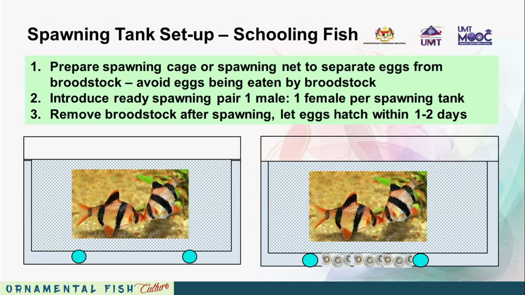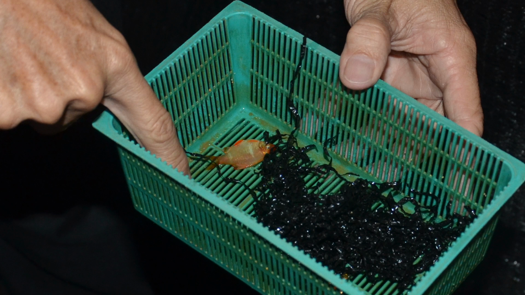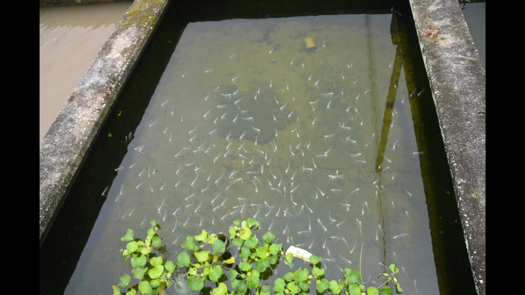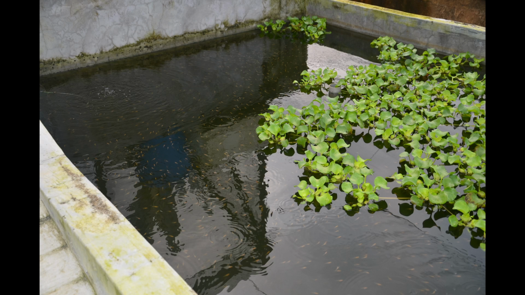Their spawning tank setup could be very simple. You just need to prepare a spawning cage or a spawning net to separate the eggs from the broodstock. This is to avoid the eggs being eaten by the parent fish. After preparing the spawning cage, introduce the matured fish into the spawning tank at a ratio of 1:1, male and female. After spawning, remove the broodstock. Let the eggs hatch within 1 to 2 days. This depends on the water temperature.